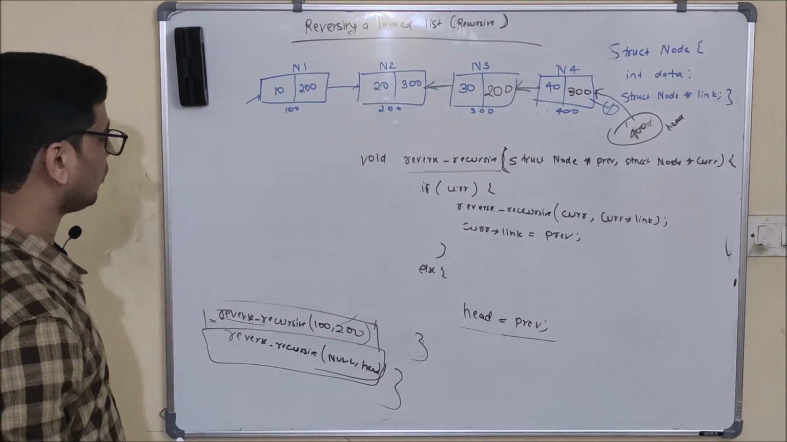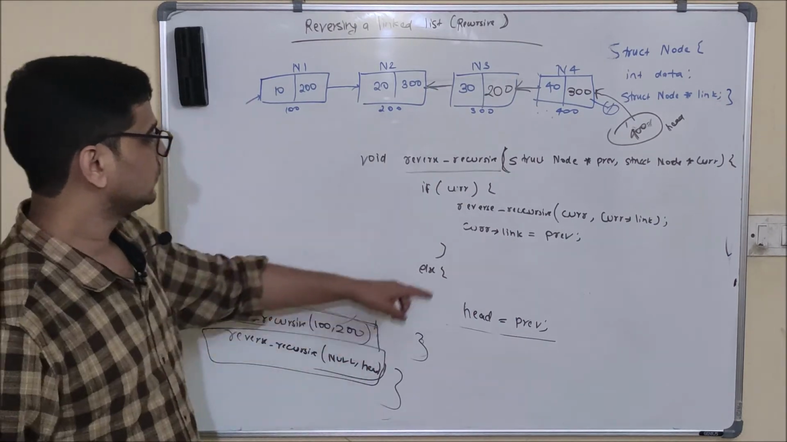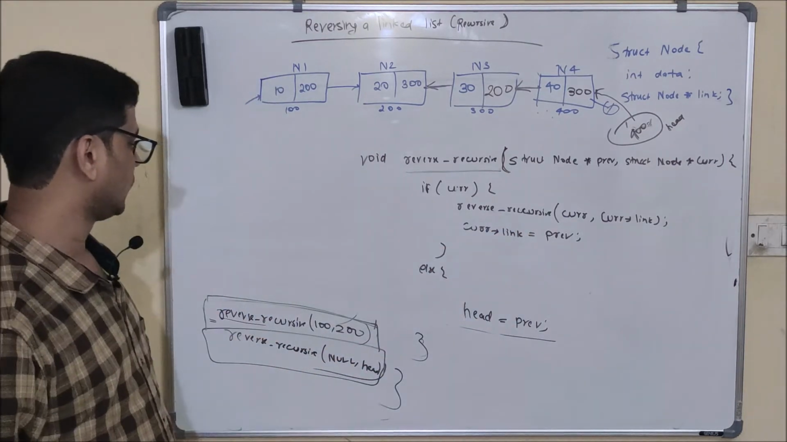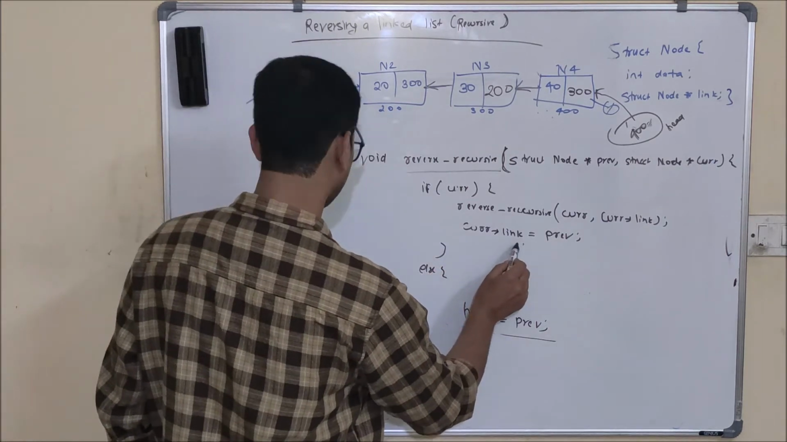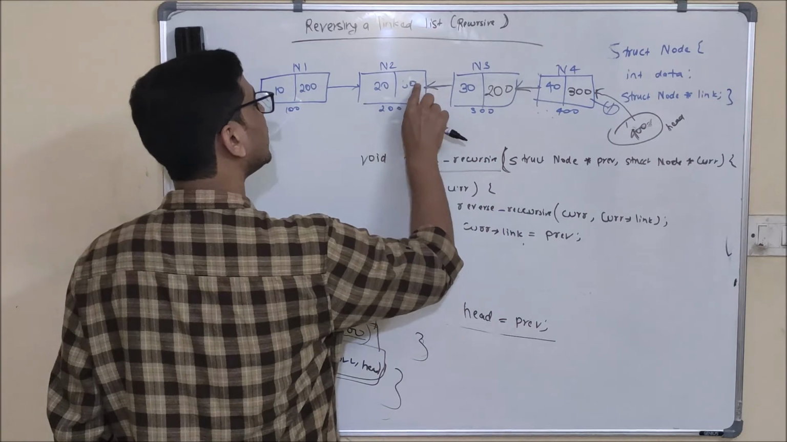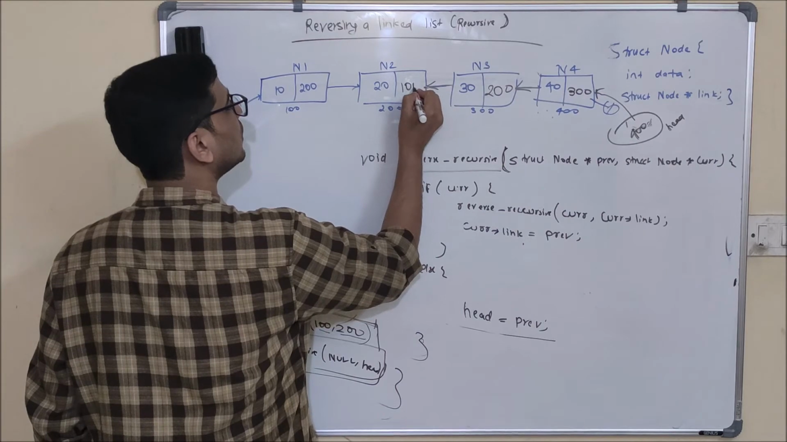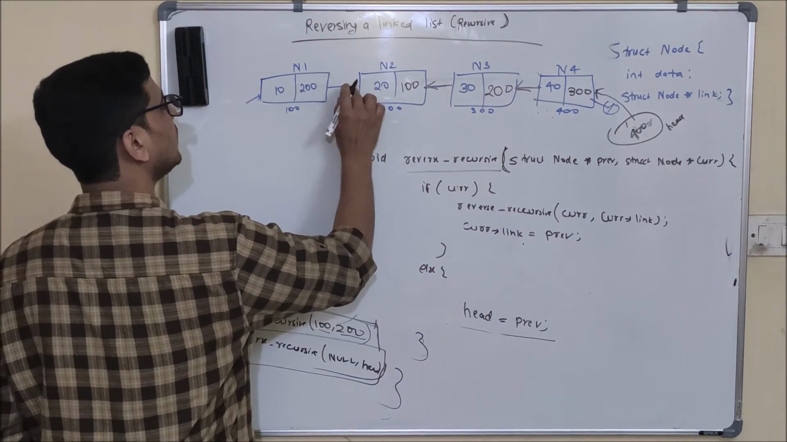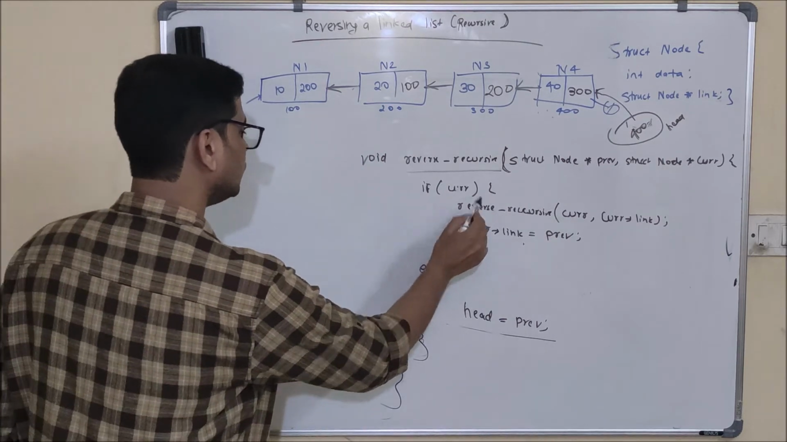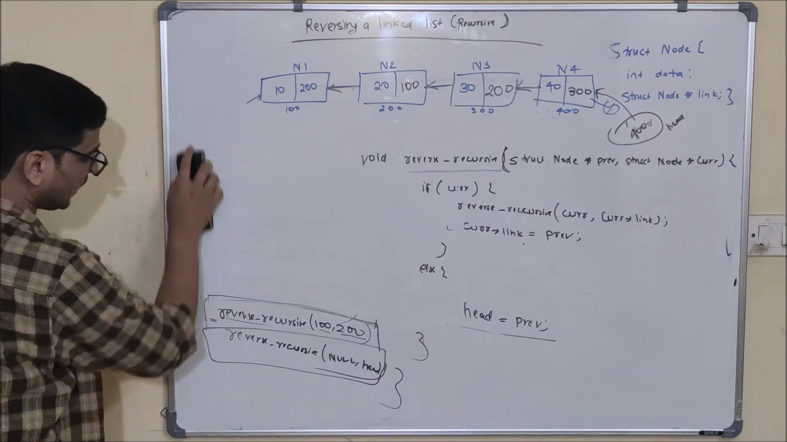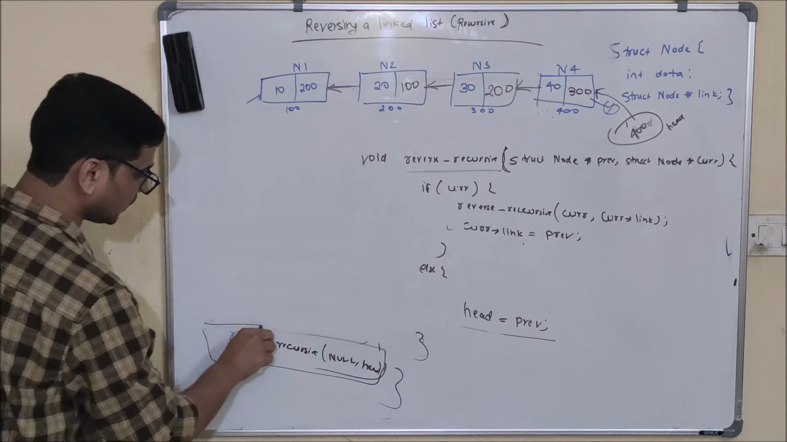Once this function goes from the stack, control will come to this function and this line will execute for this particular function. Here previous is 100, current is 200. So current dot link, 200's link part, will be updated with previous. And what is previous? 100. So 100 will be updated here, which means node 2 will start to point to node 1, and this statement will be done. After that, this function call will go from the stack and control will come to reverse recursive null comma head.